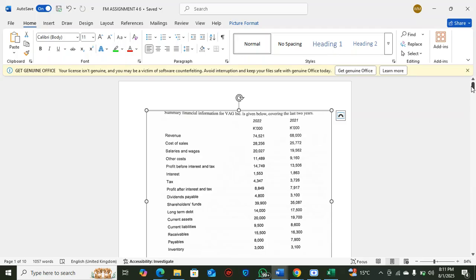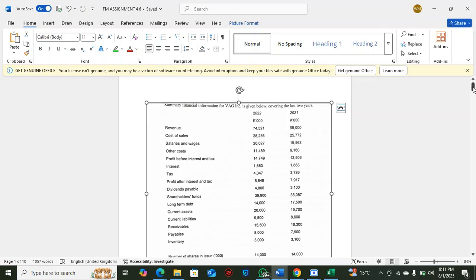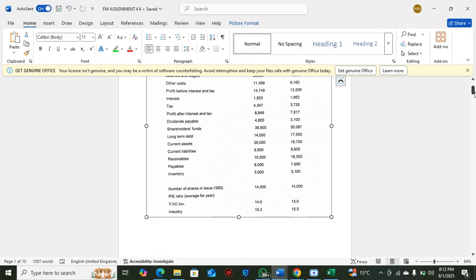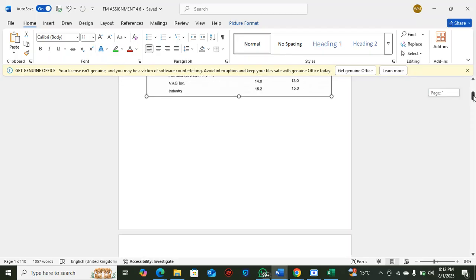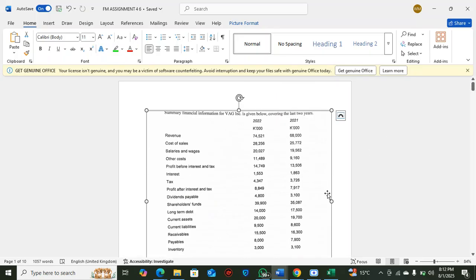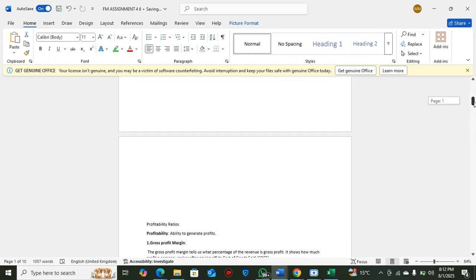So we're going to start with the easiest of all of them, the profitability ratios. Profitability is how well a company generates its profits. We've been given information for the years 2022 and 2021, so we're going to be comparing. The first profitability ratio we use is gross profit margin.